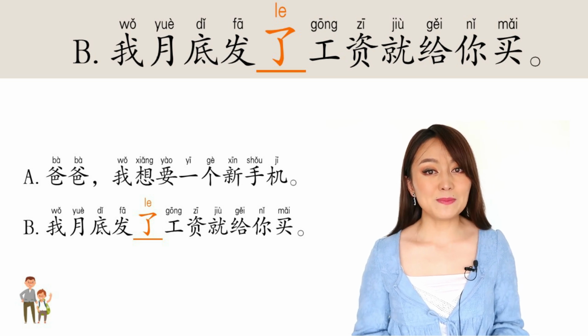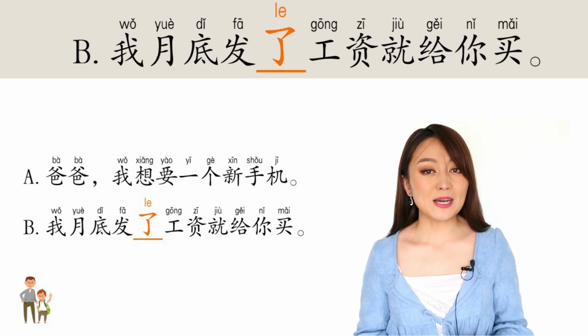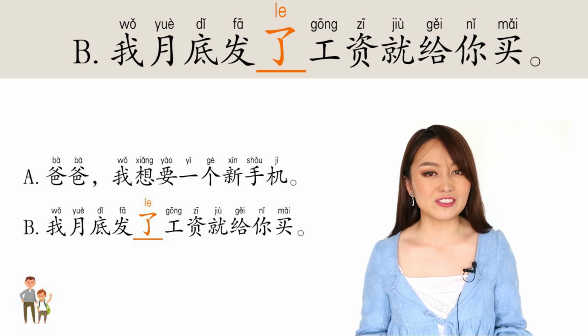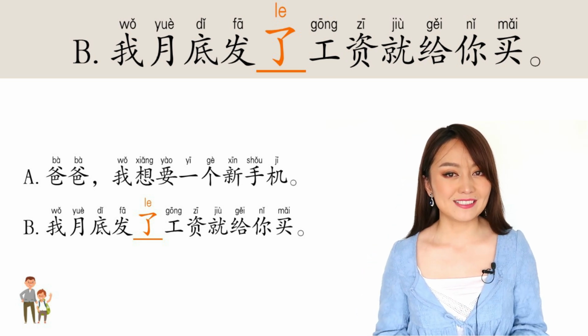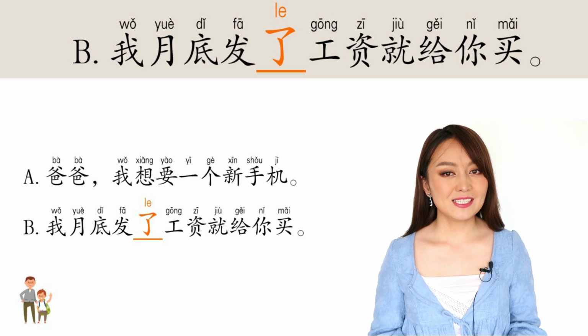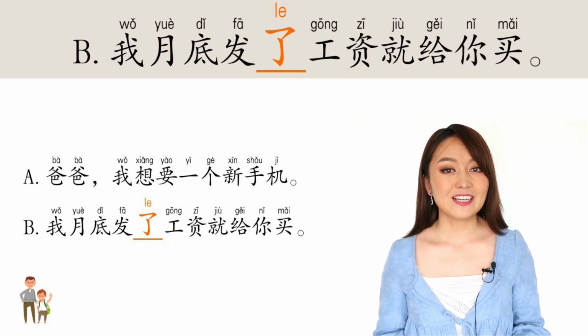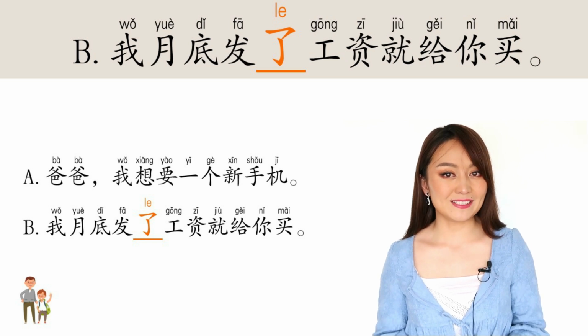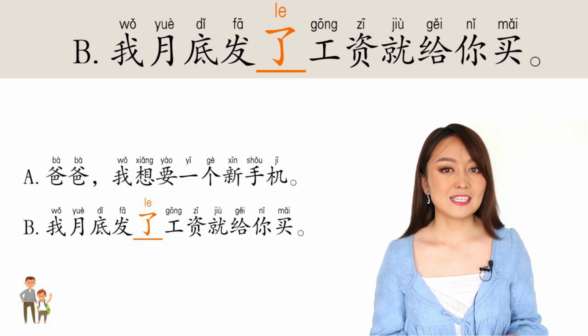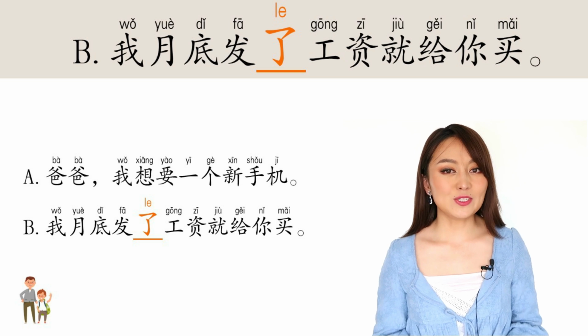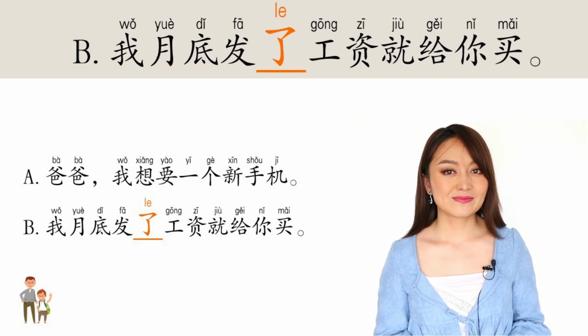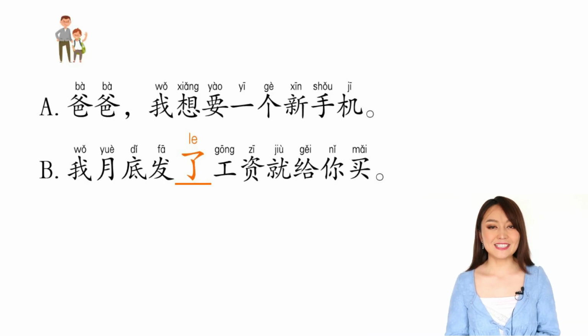The dad hasn't been paid yet. He's talking about something that is going to happen in the future, the act of being paid. But he can use 了 to express after, as in here, the act of getting paid. 我月底发了工资，就给你买。Okay, let's read the conversation again.